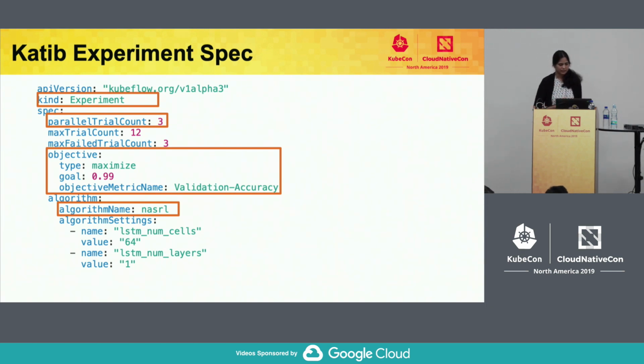And here I'm asking it to identify the best neural architecture. So the algorithm name is neural architecture search. Katib supports a lot of hyperparameter tuning models. So you can do random search, you can do grid search, you can do Bayesian optimization, or if you want to identify the architecture itself, you can use the neural architecture search.